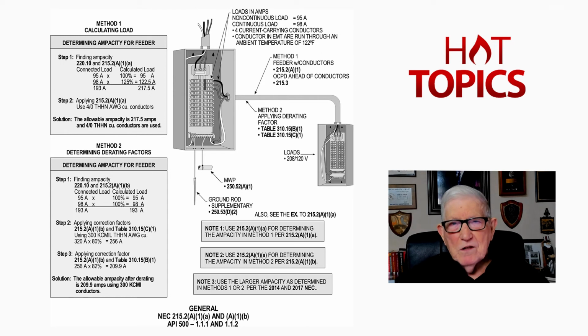Selecting the conductor, after applying 215.2A1 little a, we go to our table 310.16, and it would take a 4-aught conductor, good for 230 amps in the 75-degree column, because we're over 100 amps, we're at 217.5. So we would select a 4-aught in the solution. Method 2.